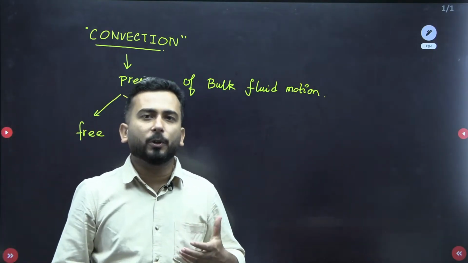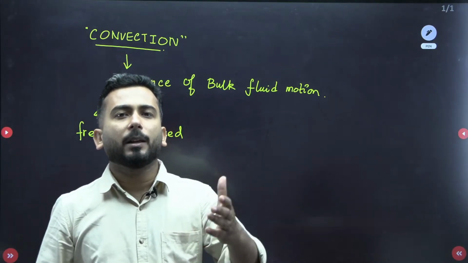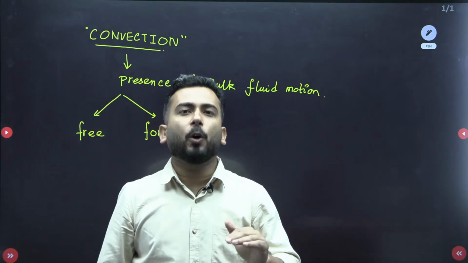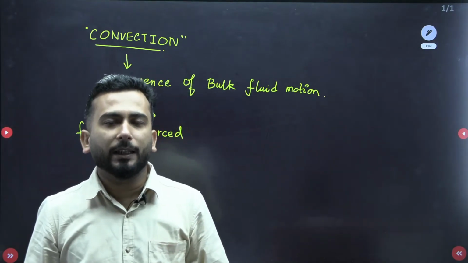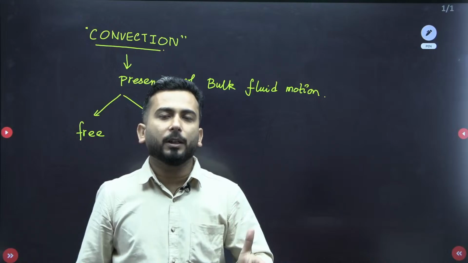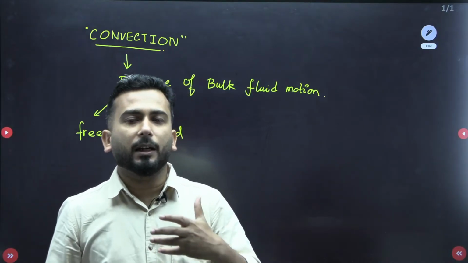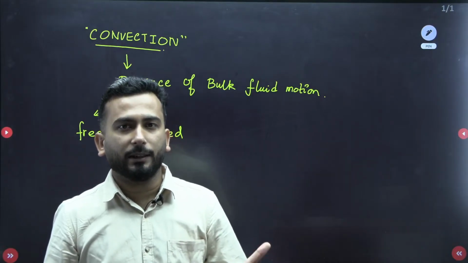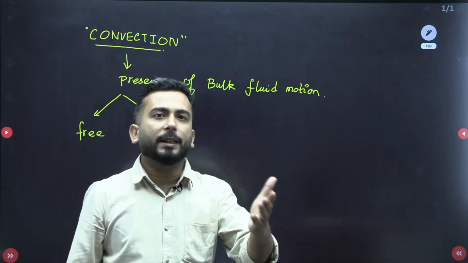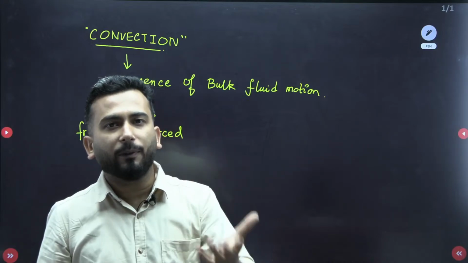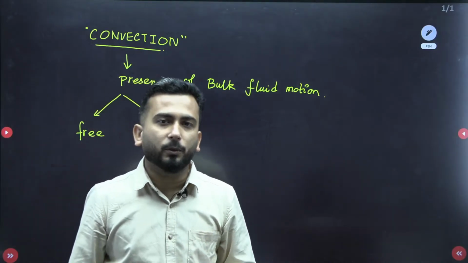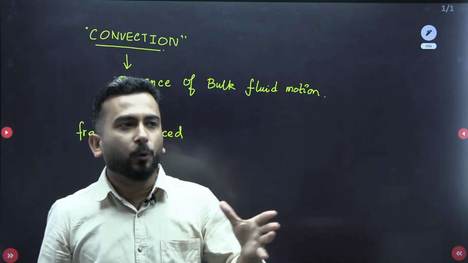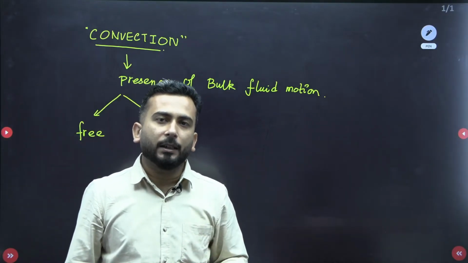So let me give you a quick example. For example, there is hot food that is being served. You want it to get cooled very quickly. So what will you do? You will just blow air from your mouth, yes or no? Or you will put it in front of or beneath the fan so that it gets cooled quickly. This is nothing but forced convection. You are forcing the heat transfer to take place.